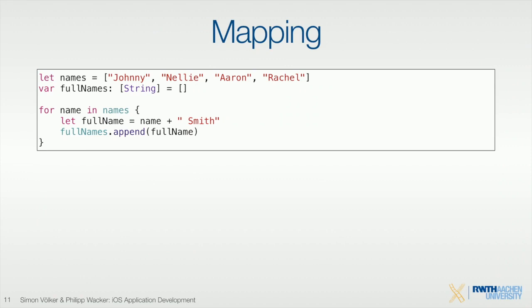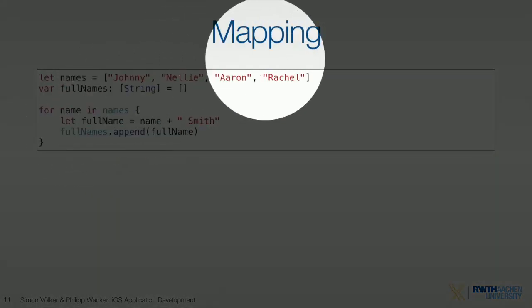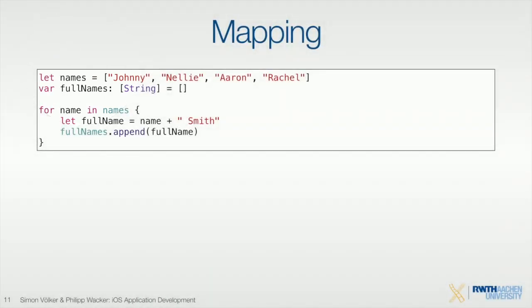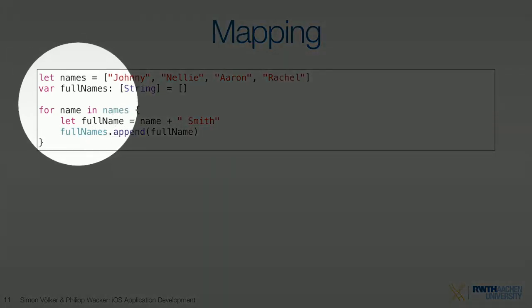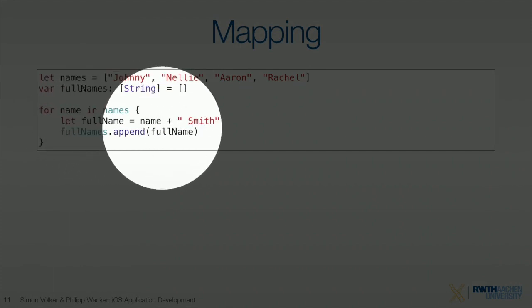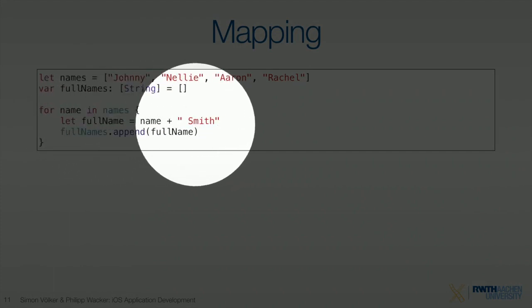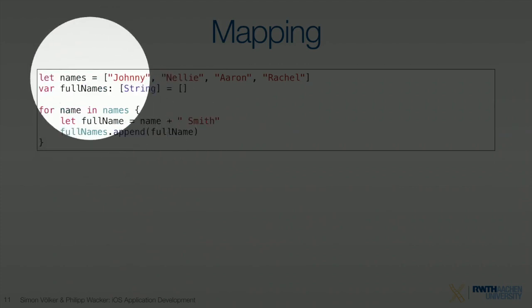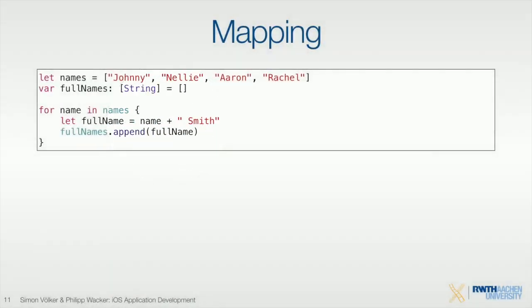So here it is written using a loop. I have an array of first names, and I want to have an array of full names that also have the last name. The last name in this case will all be Smith. So what I could do is have a for loop over my array and specify the full name as the current name plus Smith, and then append it to the array where all the full names are in. So that's totally fine, would work.